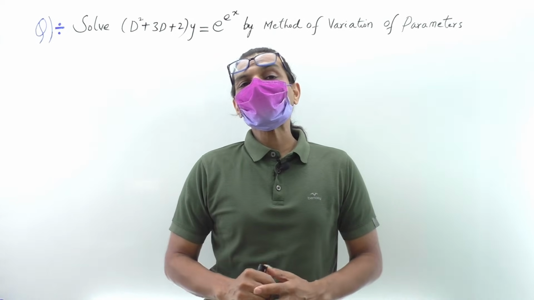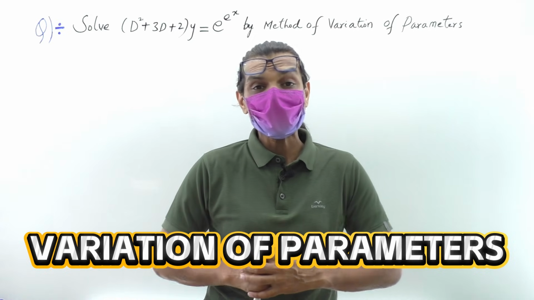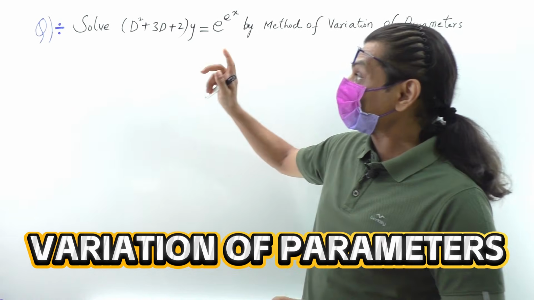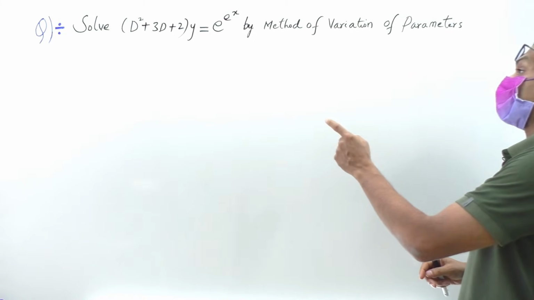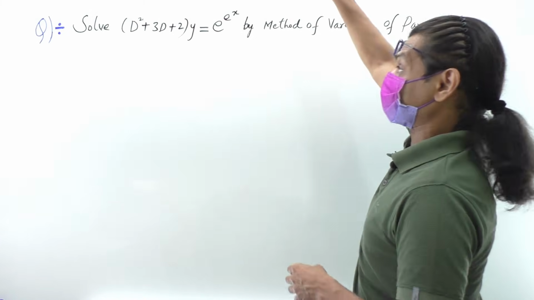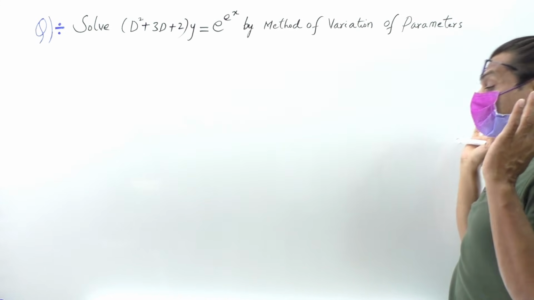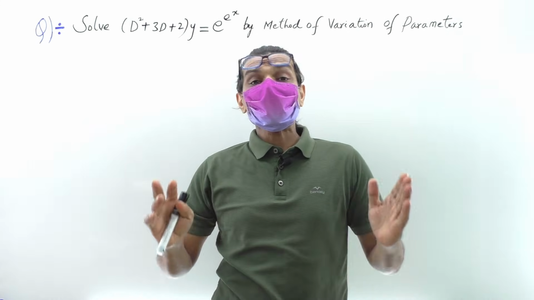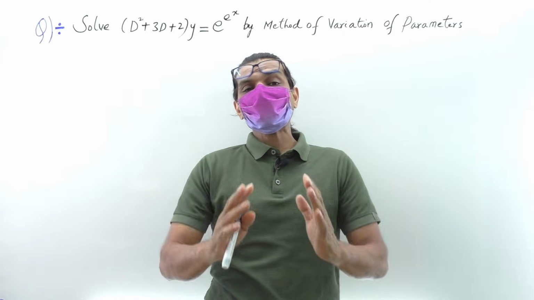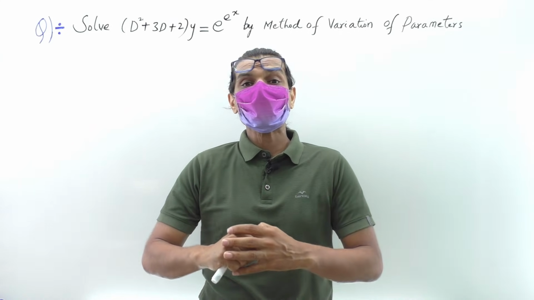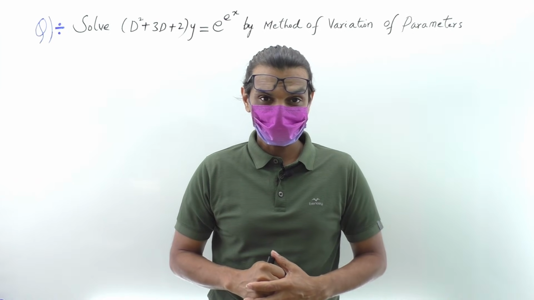In today's video, we are going to solve an important higher order differential equation using the method of variation of parameters. The problem here is: solve (D² + 3D + 2)y = e^x by the method of variation of parameters. This is a very important method in engineering mathematics, and understanding one problem thoroughly will help you solve many other problems based on variation of parameters in an examination.